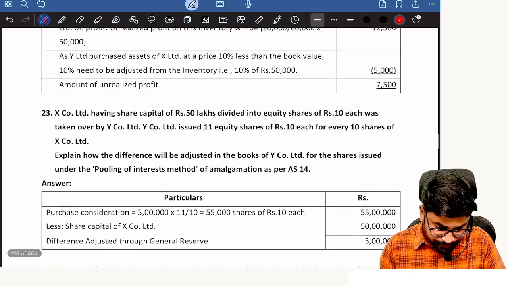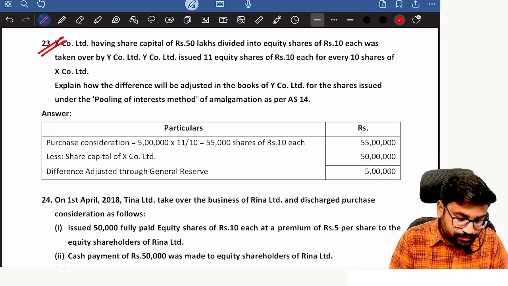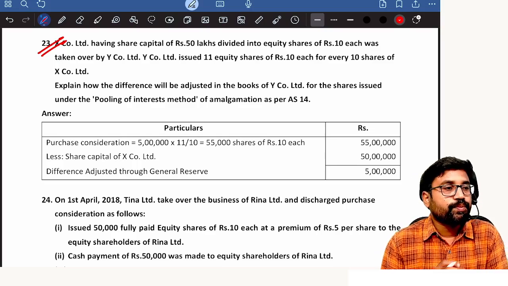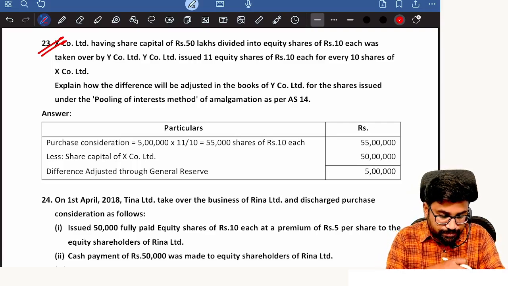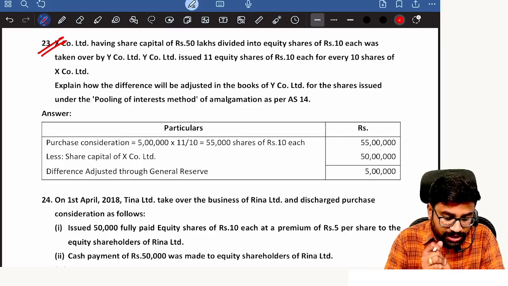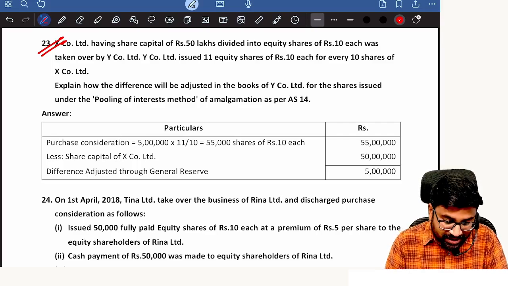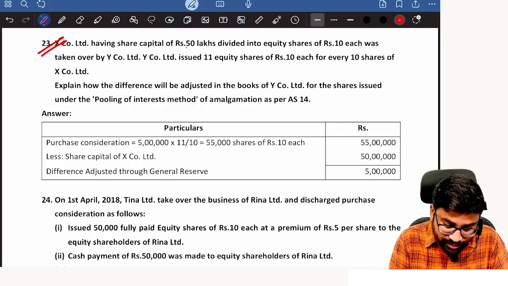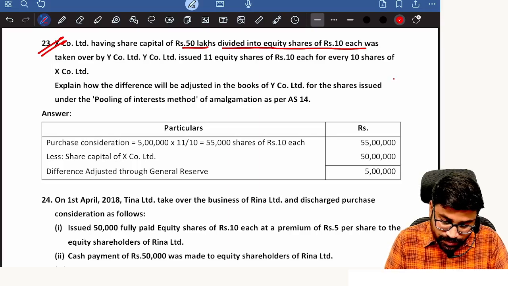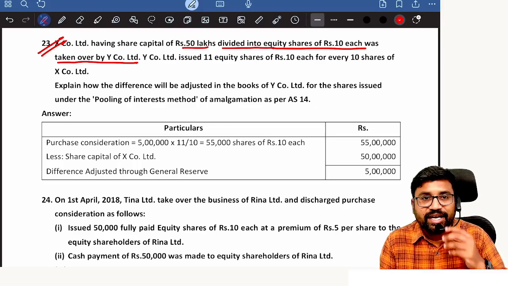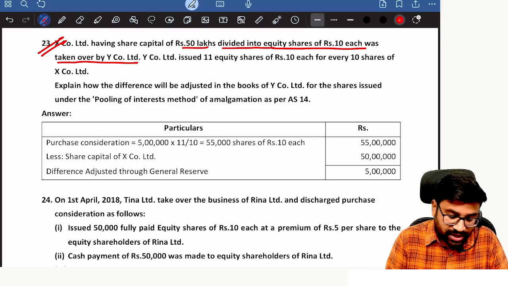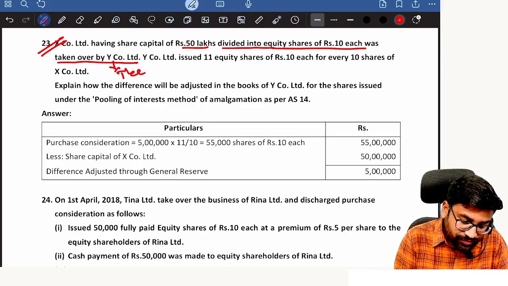See this question 23. Don't look at the answer, see the question. I am reading, everybody. X and Company Limited, having share capital of 50 lakhs divided into equity shares of 10 each, was taken over by Y Company Limited. So X Company Limited is taken over by which company? Y. So who is transferee? Y. Who is transferor? X.